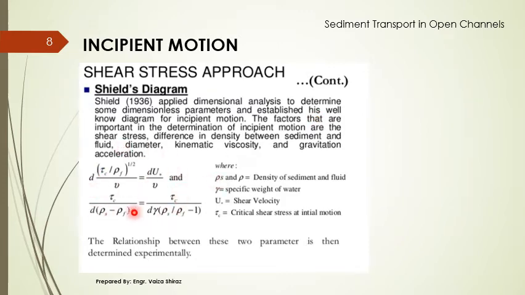So these are the equations which are given by Shields after the dimensional analysis. Rho S and rho are the densities of the sediment and the fluid. Gamma is the specific weight of the water. U star is the shear velocity, and tau C is the critical shear stress at the incipient motion. So these are the equations. The relation between these two parameters is then determined experimentally.